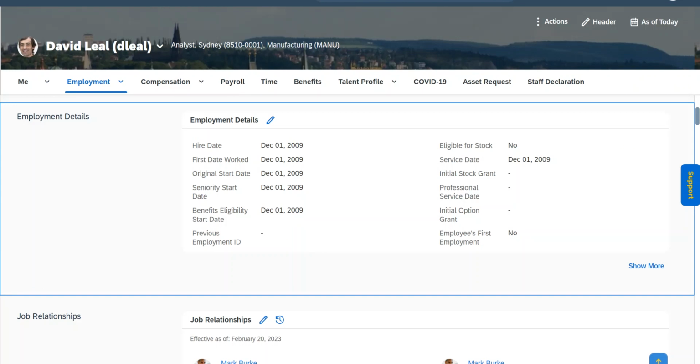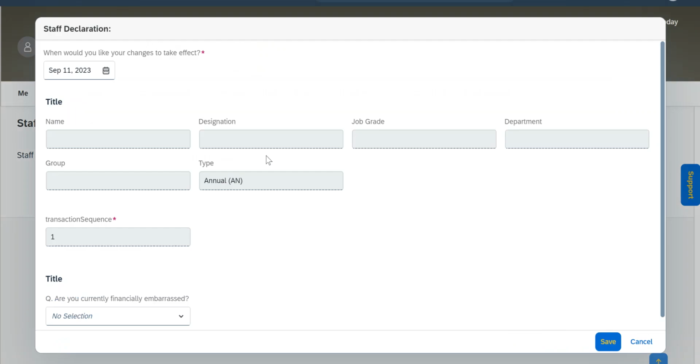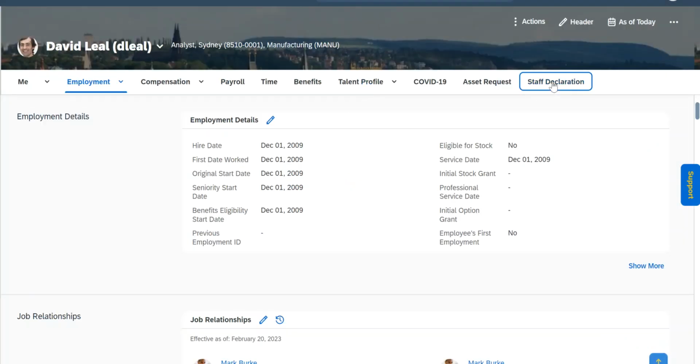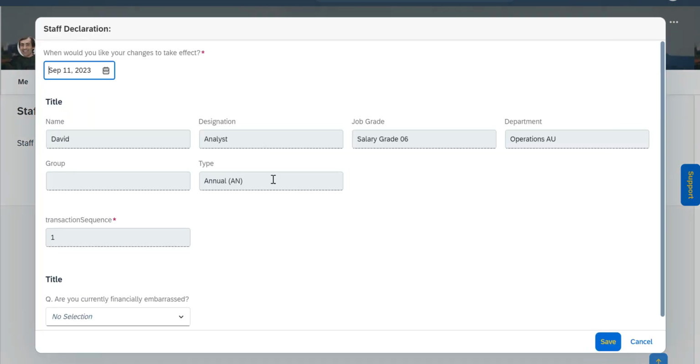Now let me go to the stock declaration. If the employee initiates this one, by default the system is defaulted as ad hoc. As per our requirement, if any employee joined in the window period or in this year, the system should default it as ad hoc. However, when an old employee goes and submits it, then it should be defaulted as annually.